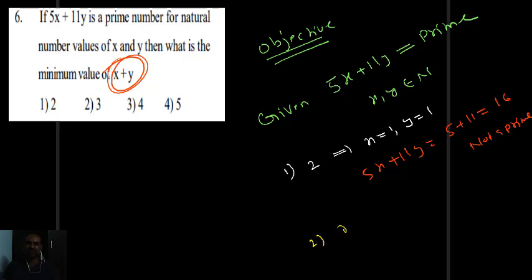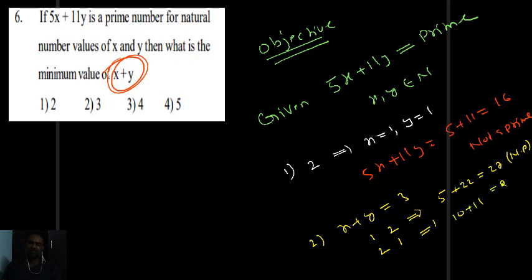Second option, x plus y equal to 3. What are the possible values? x is 1 and y is 2, or x is 2 and y is 1. Two cases happen. Taking x as 1, you get 5 plus 22, that is 27, not a prime. And for 2 and 1, 10 plus 11 is 21, not a prime. What is the meaning of that? Option 2 also not correct. Option 1 is not correct.